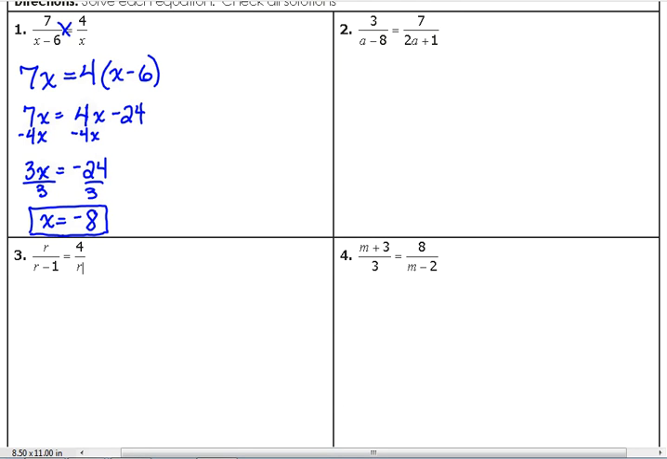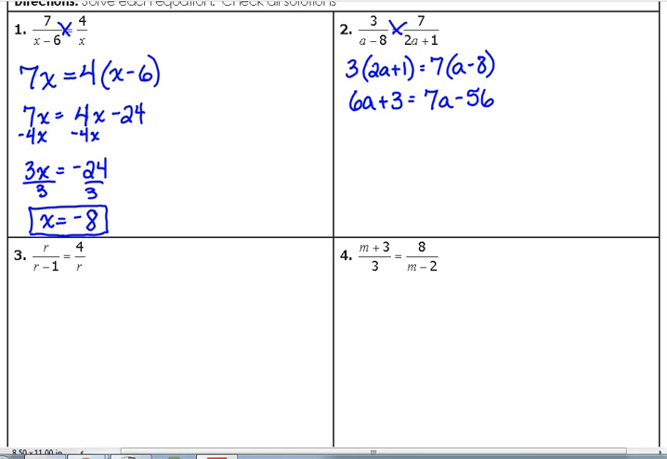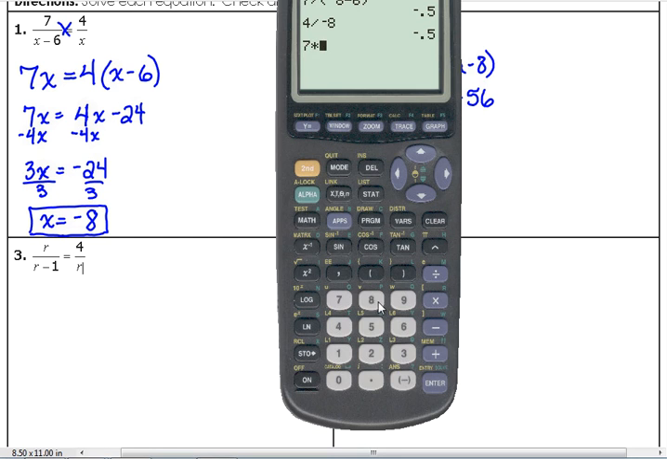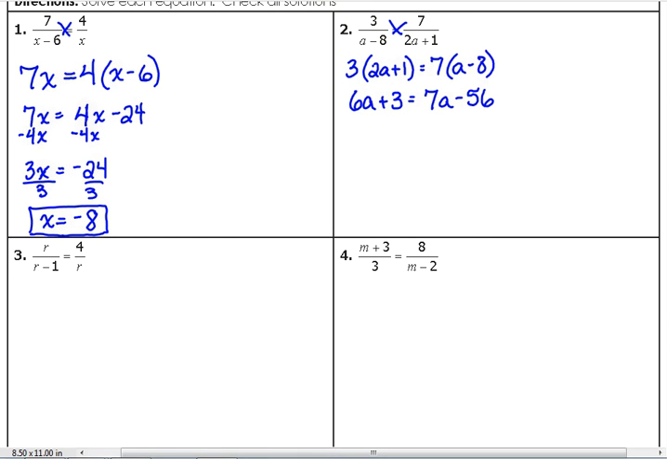Okay, so let's do it again. Number 2, fraction equal to a fraction, cross multiply and solve. So 3 parentheses 2a plus 1 is equal to 7 parentheses a minus 8. Distribute the 3, 6a plus 3. Distribute the 7, 7a minus 56. Why do I always mess up 7 times 8? It is 56. Second guessing myself.